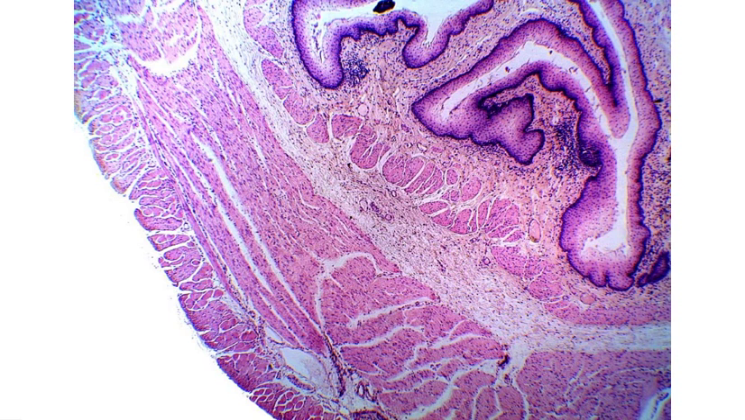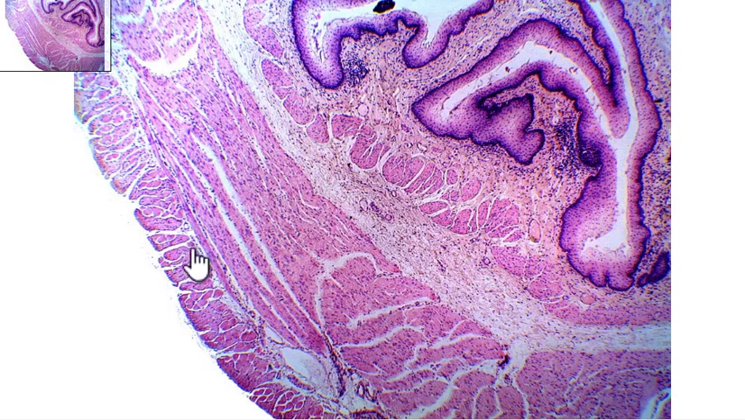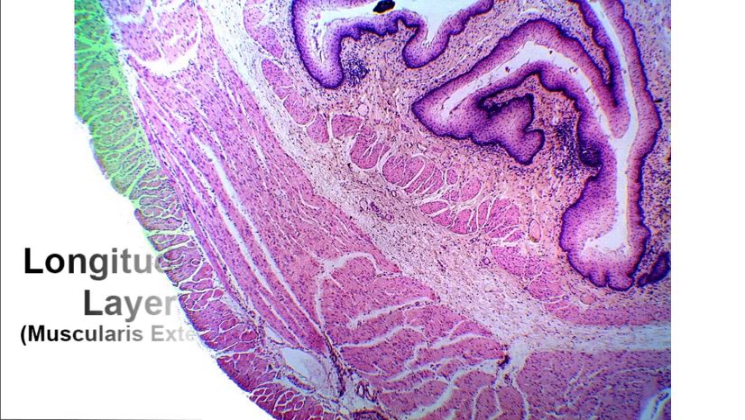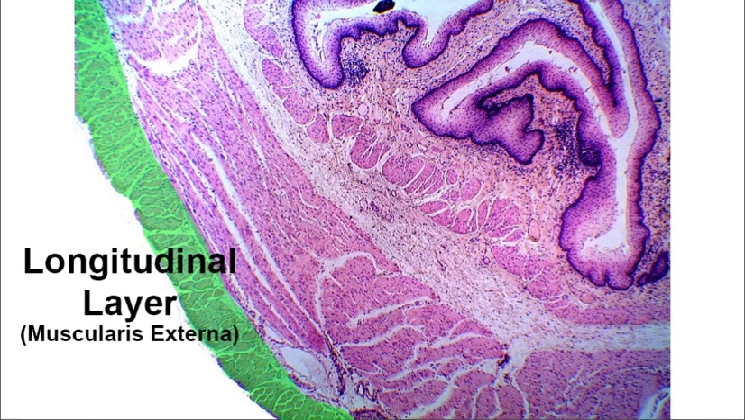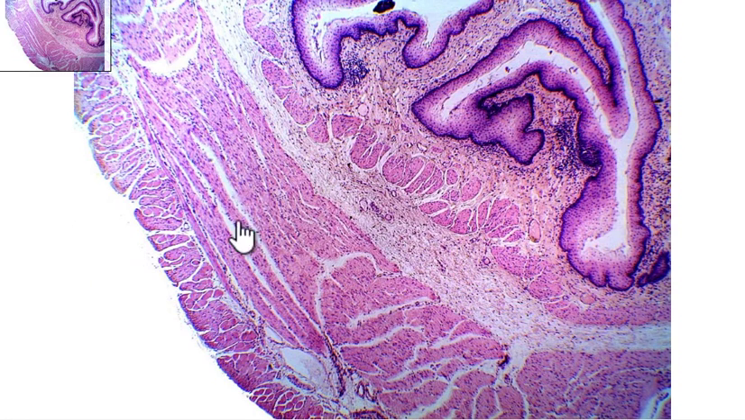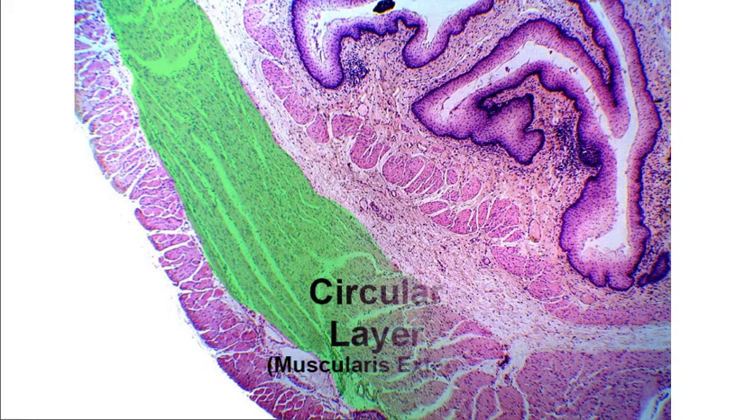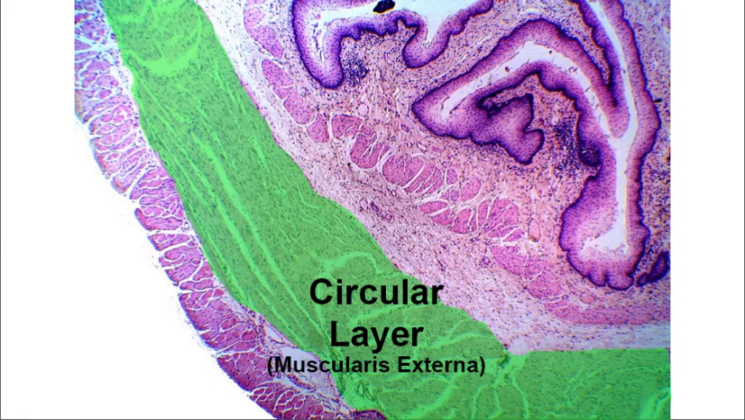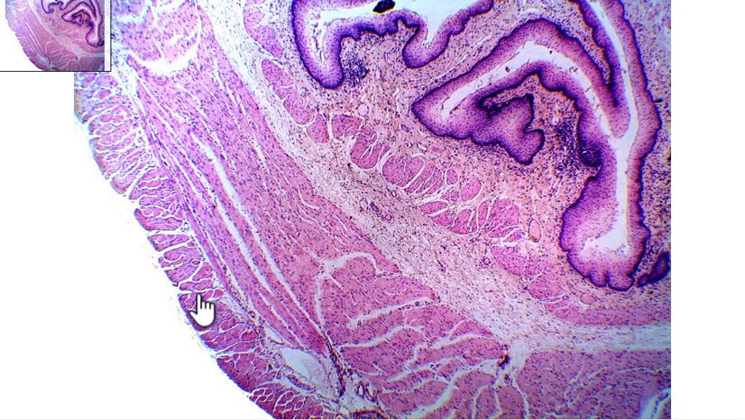Now the Muscularis Externa has this portion of it, which is going to be the longitudinal layer, and then this portion over here, this is going to be your circular layer. Now you're saying, well, how do you know that? We're in a cross section right now.